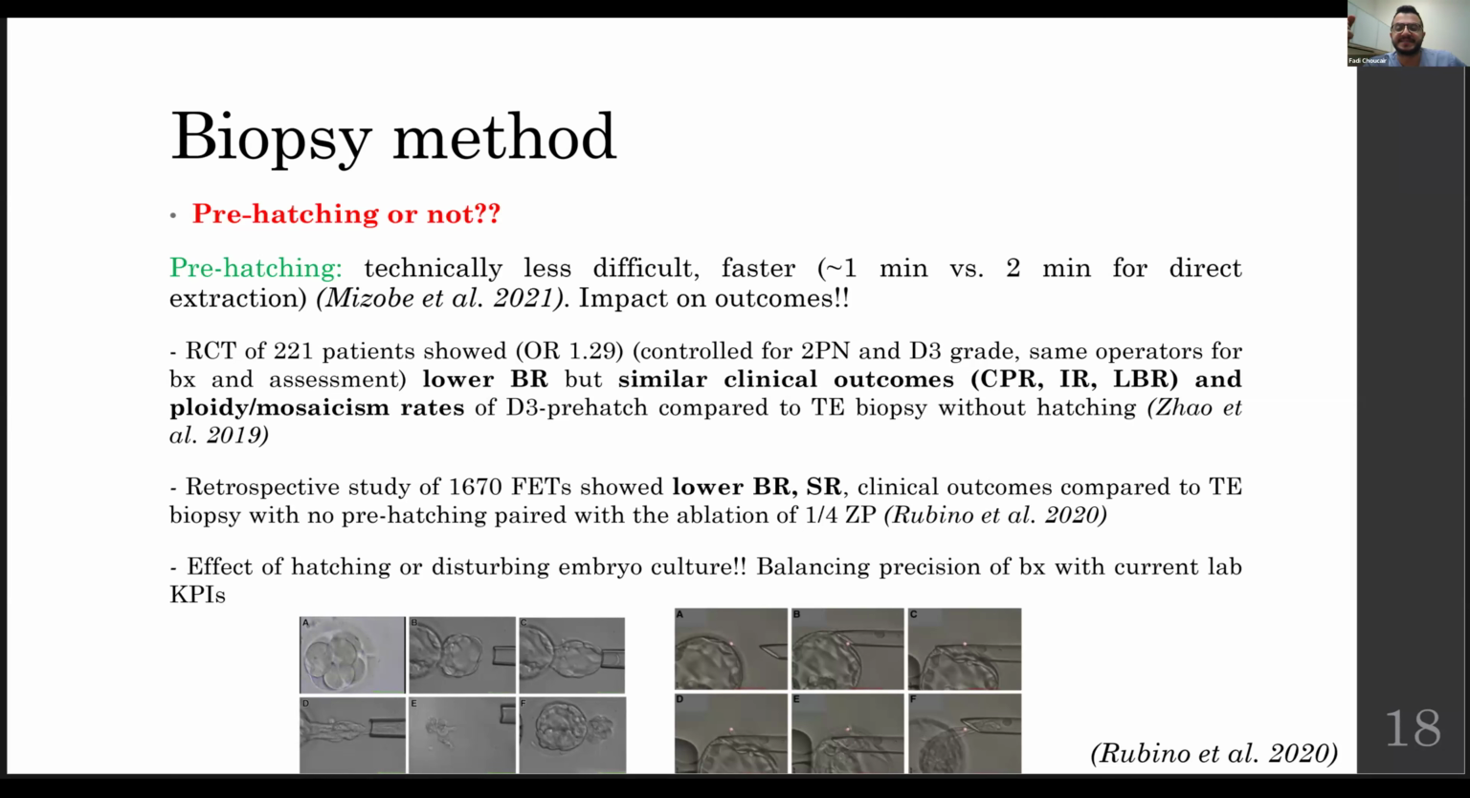Pre-hatching trophectoderm biopsy, where assisted hatching is performed prior to biopsy, as we see here on the left figure, is technically easier and faster. It's around 1 minute compared to 2 minutes if we directly extract trophectoderm cells. However, its clinical impact is debated. So let's check the current evidence.